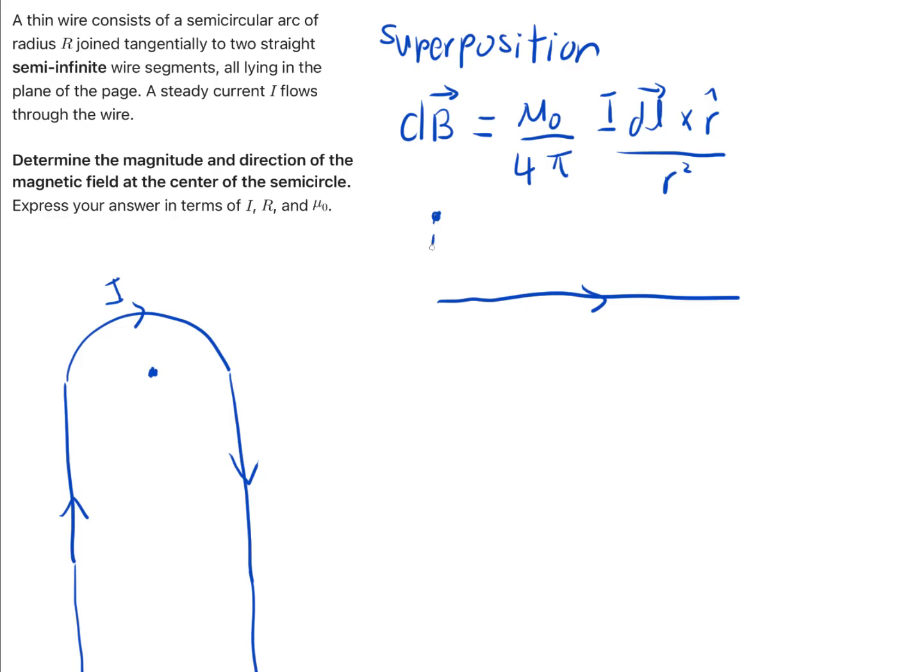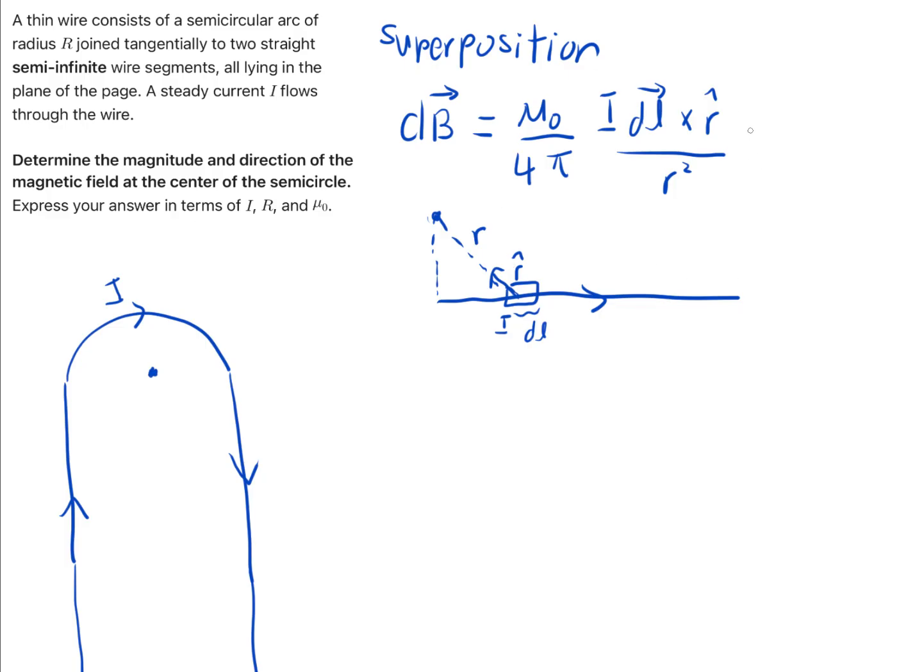If we draw it like this, and pick a random element, say this one, it has a current I going through it with a length of dl, and dl points in the direction of the current. This length here is r, and r hat is a unit vector pointing towards the point where we want to find the magnetic field. As a unit vector, it just has a magnitude of 1.